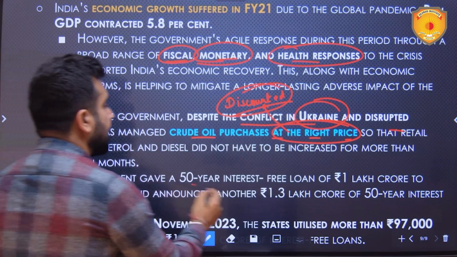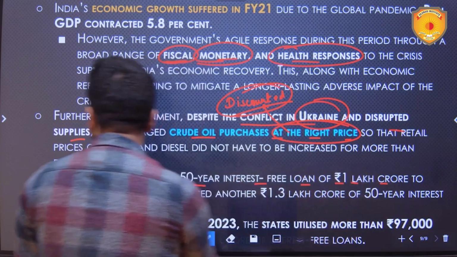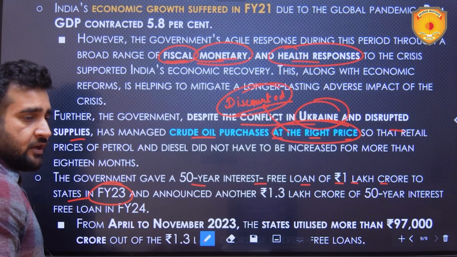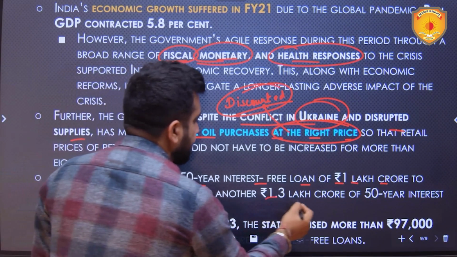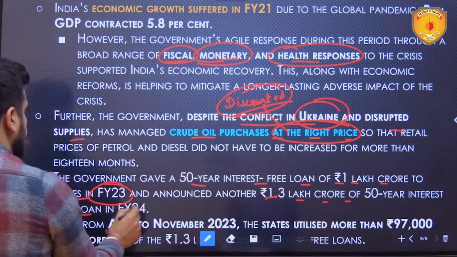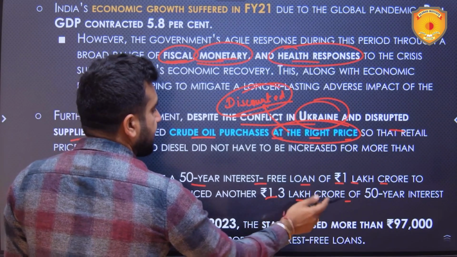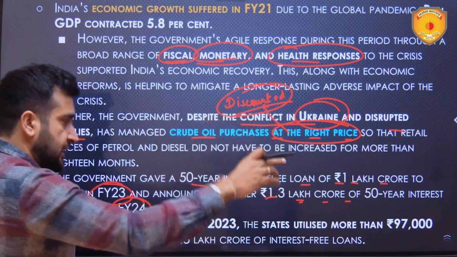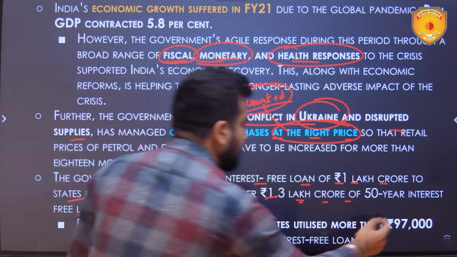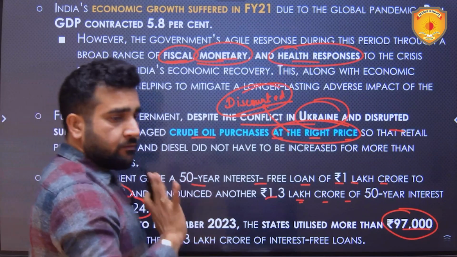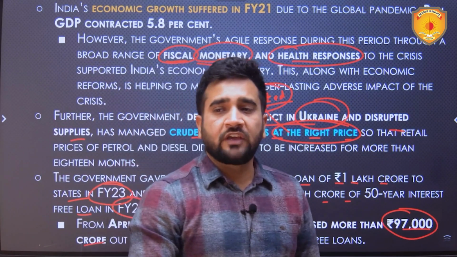Government gave 50-year interest-free loans of 1 lakh crore to the states in financial year 23. We've seen this in the budget video as well. And announced another 1.3 lakh crore in 50-year interest-free loans in FY24. Now out of this 1.3 lakh crore interest-free loan given to the states, 97,000 crore have been taken by the states to invest in various sectors.